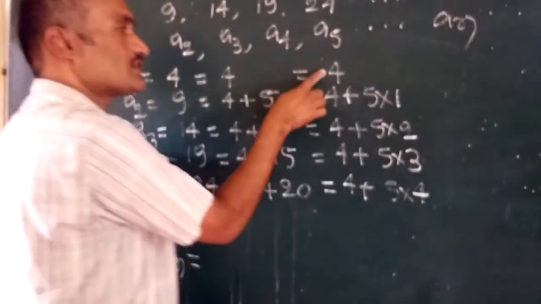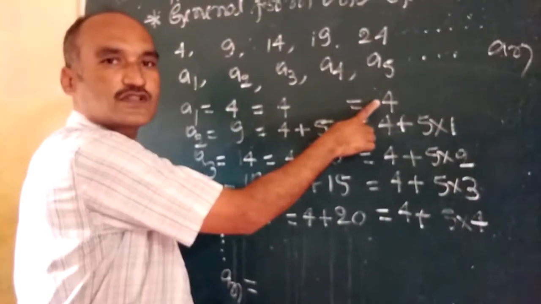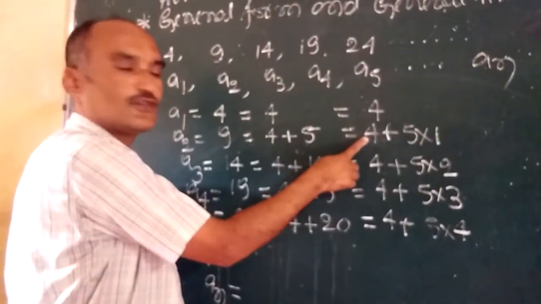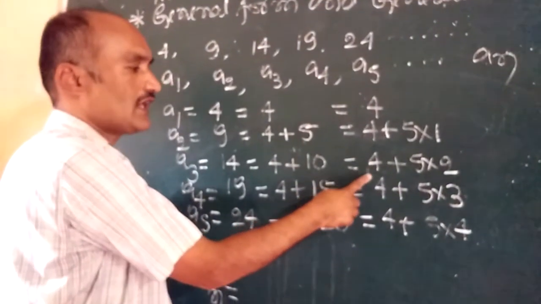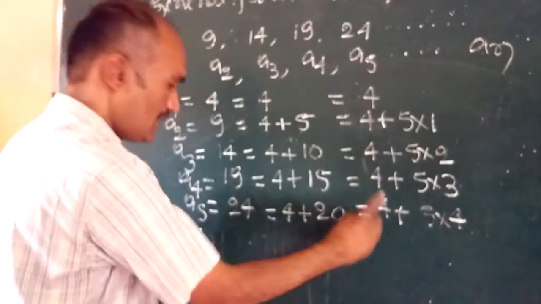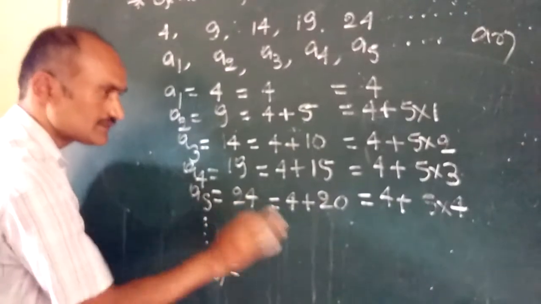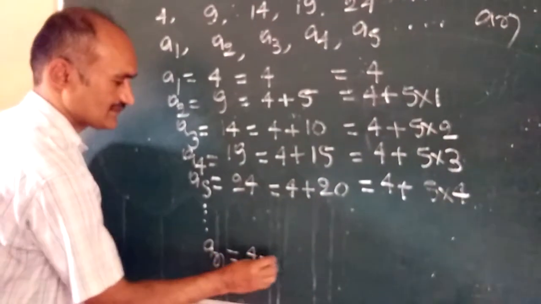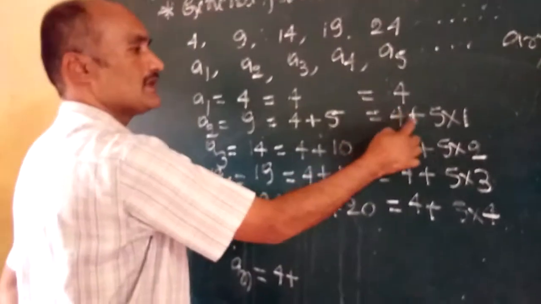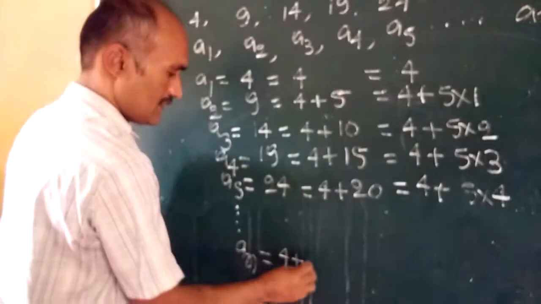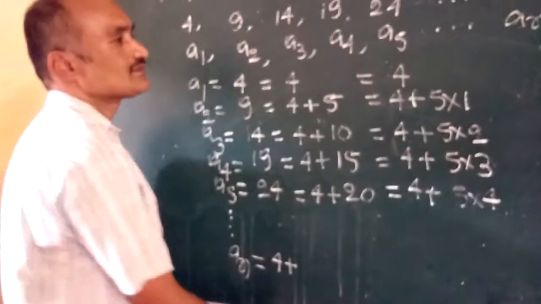Okay, you could hear this, student. In the first term 4 is there, in the second term 4 is there, in the third term 4 is there. In all the terms 4 is there. So in the nth term also 4 will be. And here see, plus is there, here also plus, here also plus. So here also it will be plus only.